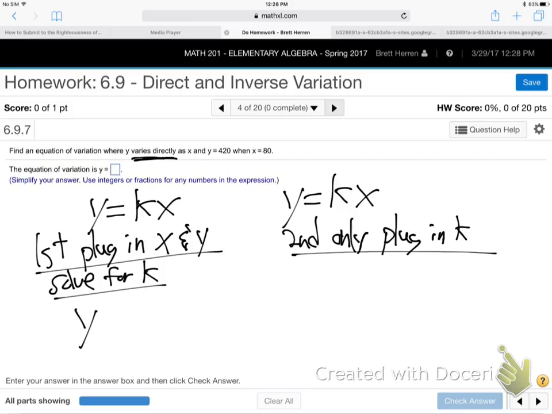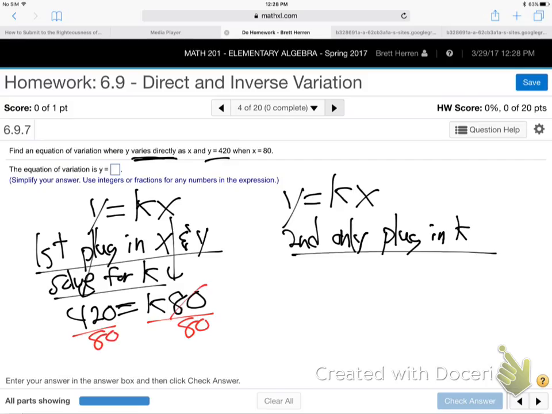This one may come out a little nicer. So what's y? 420. And what is x? 80. Good to there? How do we solve for k? So 420 over 80, yeah, you can cancel the zeros, so it's 42 over 8, and that'll reduce even further, won't it? Yes. So divide top and bottom by 2.